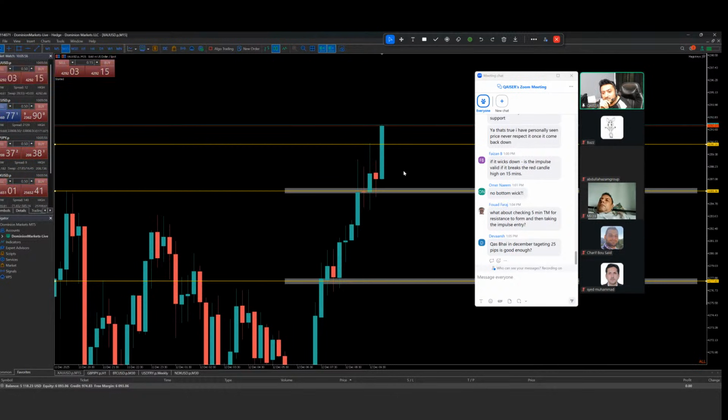What about checking the 5-minute time frame for resistance to form and then taking that impulse? No, I don't want to look at the 5-minute. The 15-minute is giving me clean traction and clean structure. There's not that much volume and no news going on, so I don't need to look at the 5-minute time frame. It doesn't make sense to me. It went upside, continuously pushing upside, depending on the volume. The impulse entry is working here perfectly.